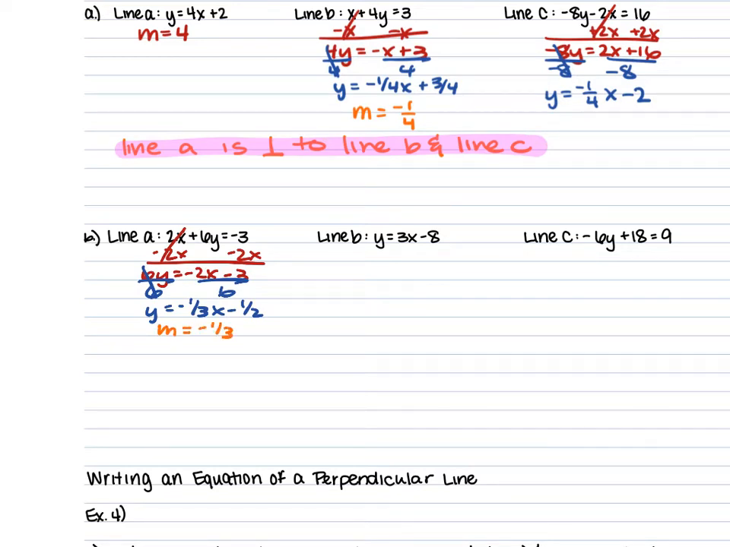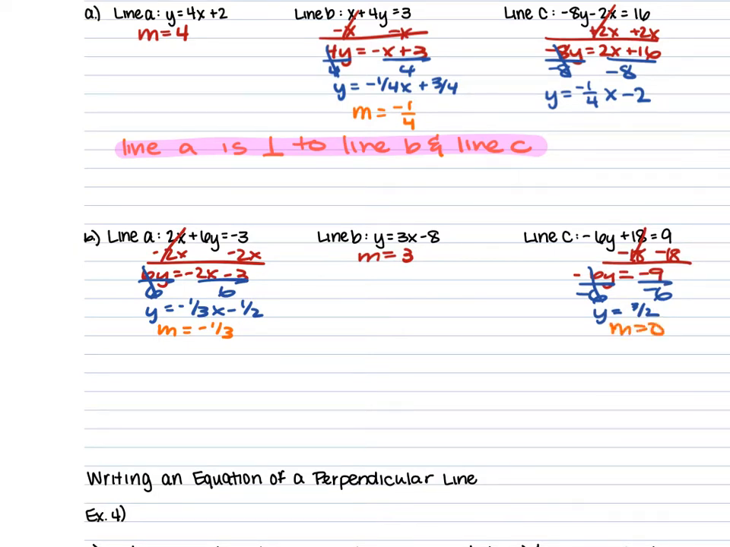For line B, we have y is equal to 3x minus 8. Our slope is simply 3 here. And for line C, we have negative 6y plus 18 is equal to 9. We subtract the 18 from each side. We get negative 6y is equal to negative 9. We divide each side by negative 6. And we get y is equal to 3/2. So our slope for this one is 0.